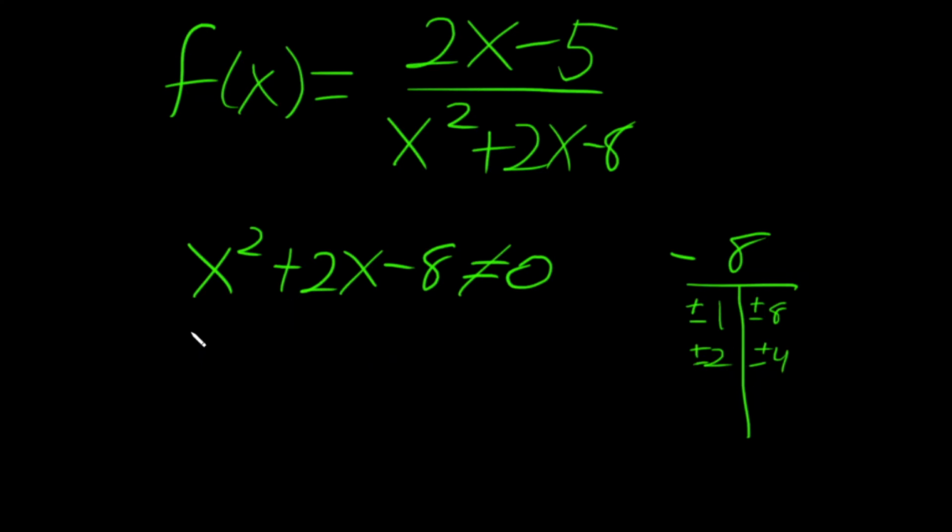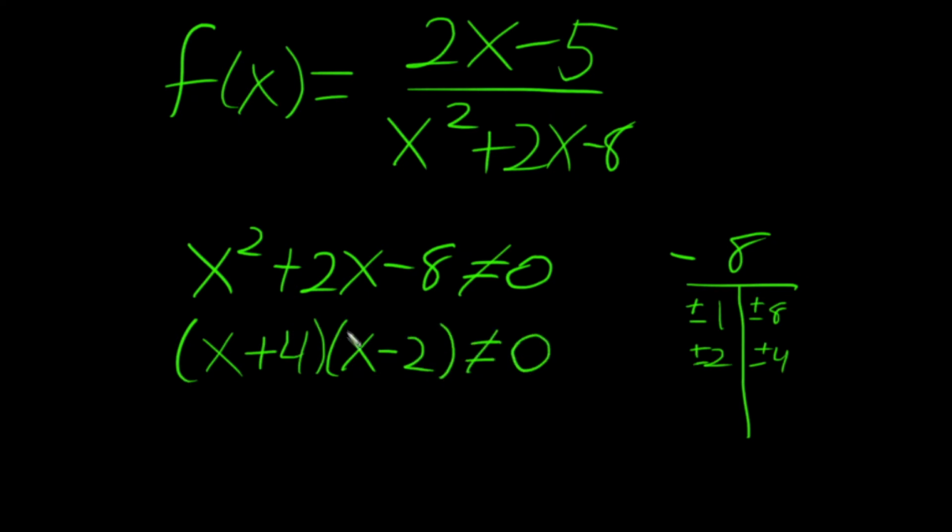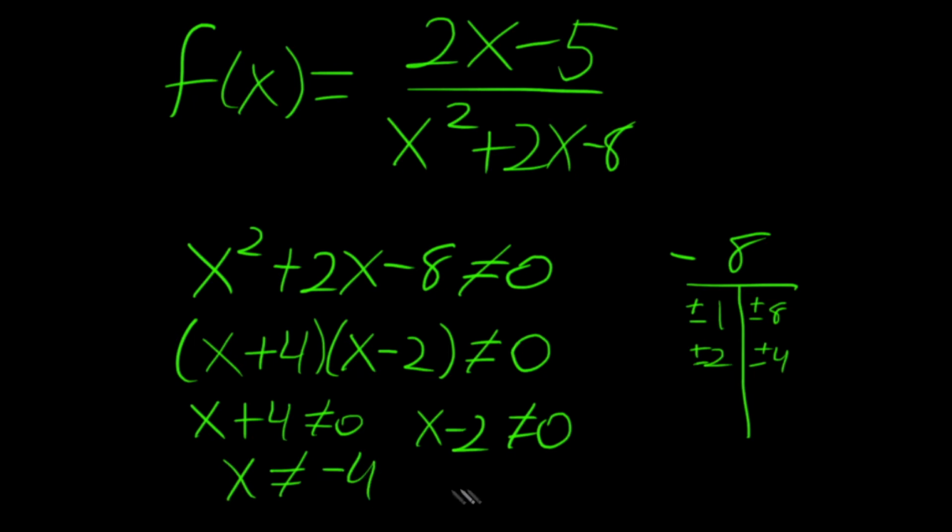So the binomials would be x plus 4, since we had a +4, times x, and then the -2 means x minus 2. And this cannot equal 0. Because these binomials are multiplying by each other, if either is equal to 0, then the entire equation would equal 0. So we can set each one to where they're not equal to 0. X plus 4 cannot equal 0, and x minus 2 also cannot equal 0. Therefore, x cannot equal -4, and x cannot equal +2.